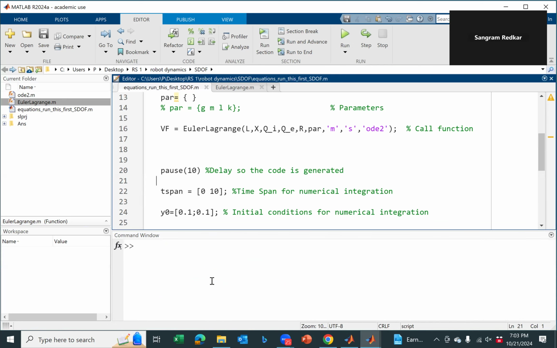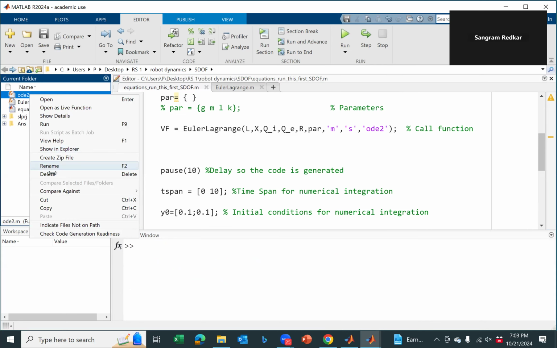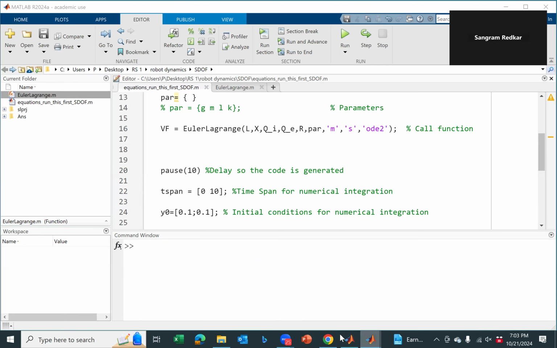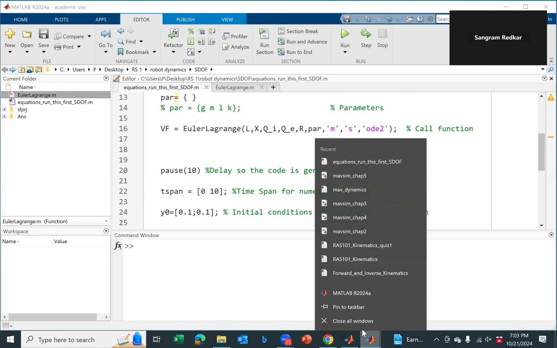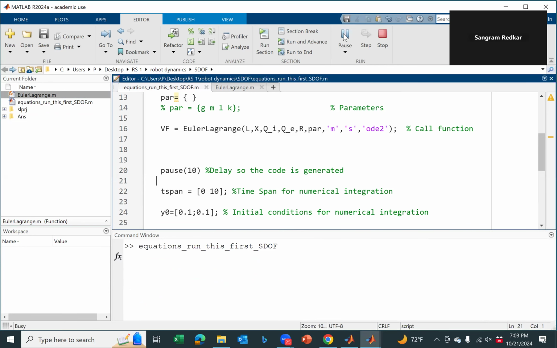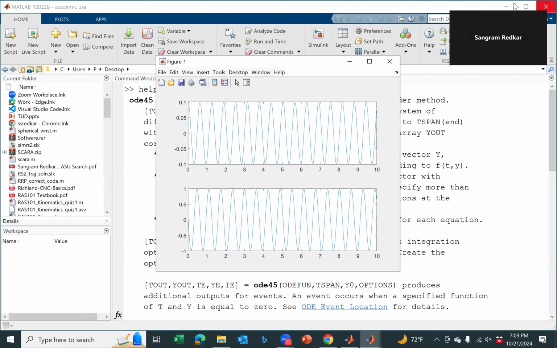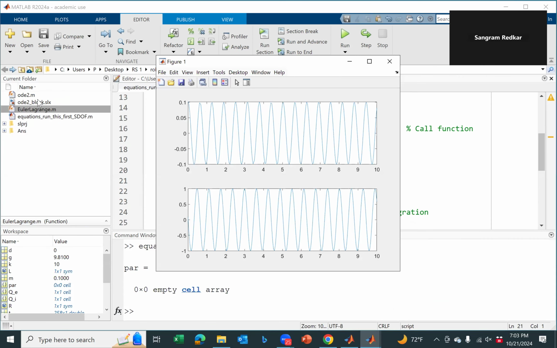Again, let me delete this, and I will run this code. Now it will run through all this. It will be busy for some time. Now I want you to notice it created ODE2block.m and it created ODE block SLX and it actually generated the plots. Now let me open this ODE block SLX.